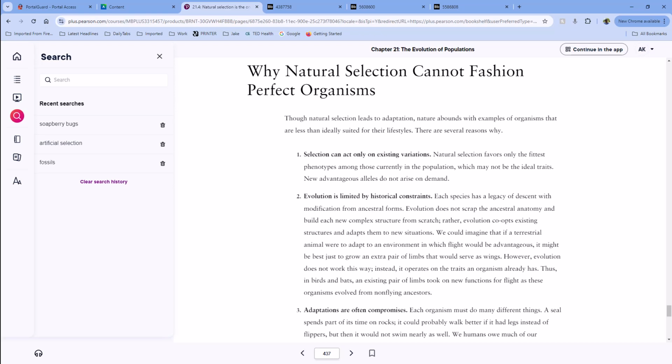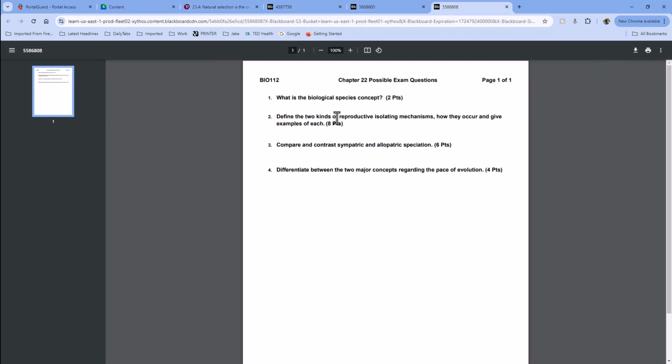And there you go with your chapter 21 questions. And then last but not least, chapter 22, and you can find these. Number 1, biological species concepts. As soon as you go into that chapter, page 441, figure 22.2.